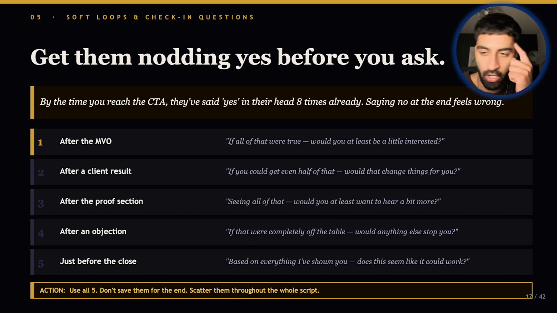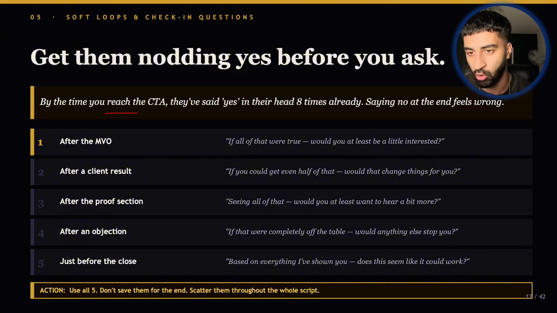The genius psychology of a soft loop is that you want them mentally nodding yes before you ask for the offer. Before you ask, like, do you want to pay whatever, right? The way this works is that throughout the VSL, you want to be asking questions where in their head they're like, yeah. So when it's time for them to buy, they're in such a habit of saying yes, boom, they're in a mentality of saying yes, so you're going to get the deal, right?